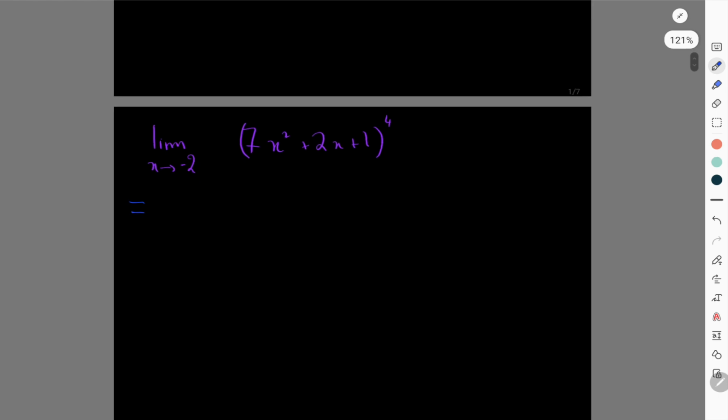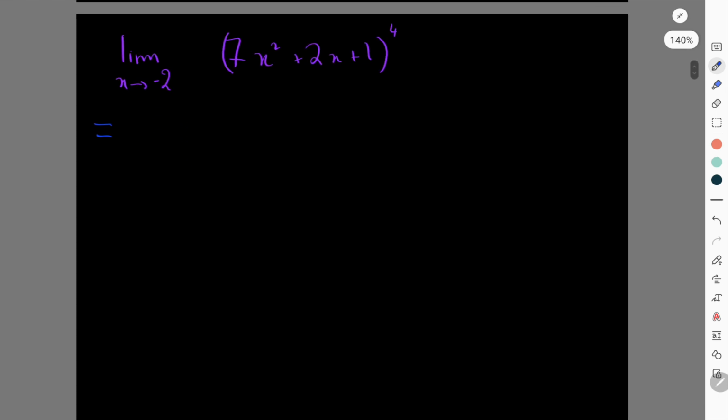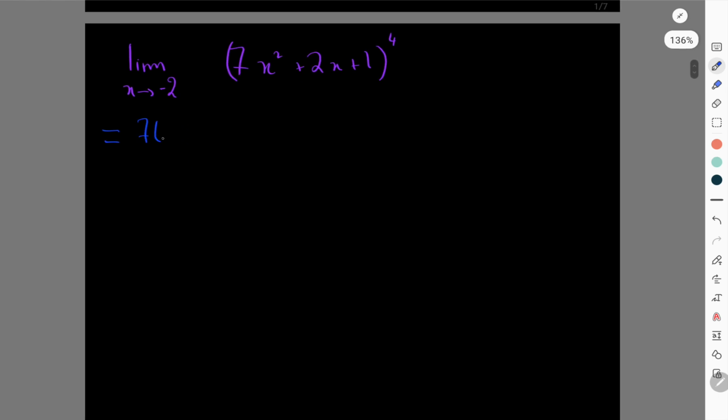This is very easy to do. Of course, this limit can be evaluated just by plugging in, by just substituting the value x equals minus 2. So what do we get? 28 minus 4 plus 1, so it's 25.